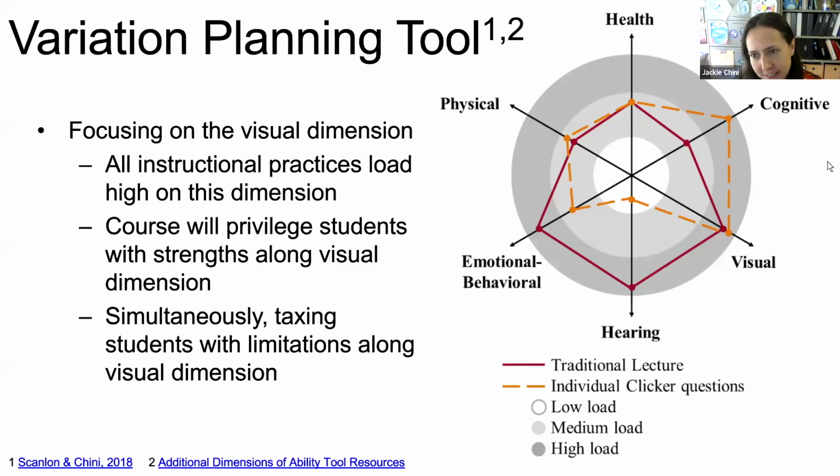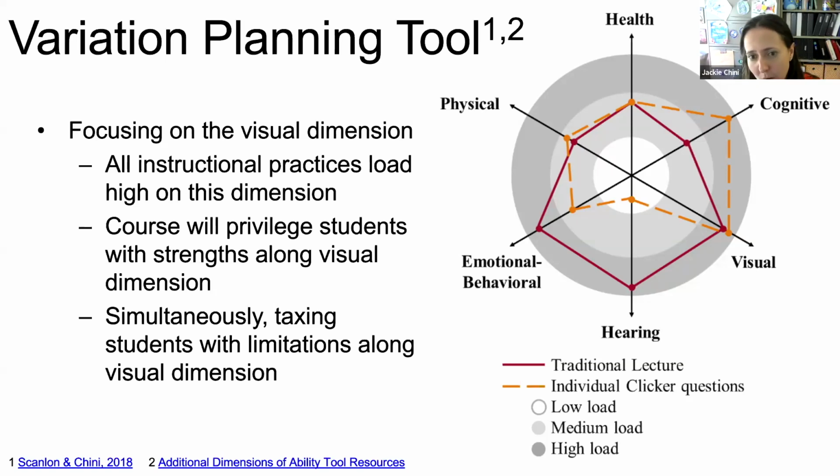And so we have translated over for both traditional lecture and individual clicker questions the load that we had assigned to those on the prior chart. So this is one example of multiple representation. Some people may find it easy to process information out of the table. For others of us, this visual representation may help us do that processing more.